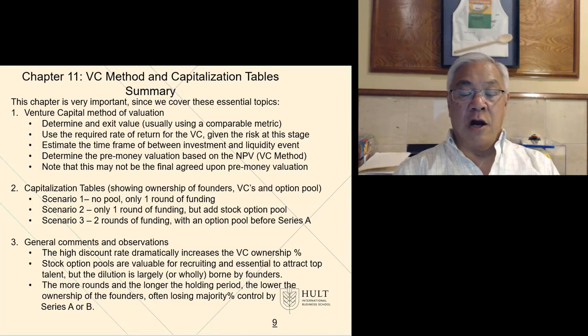And finally, the longer the holding period, the lower the ownership of the founders. And so often we see that it only takes 1 or 2 or at most 3 rounds before the majority ownership of the company is no longer in the hands of the founders. It's now in the hands of the board, as primarily controlled by the venture capitalists.